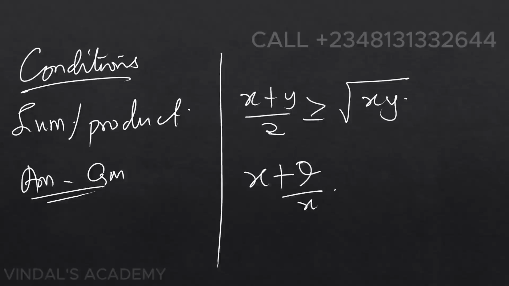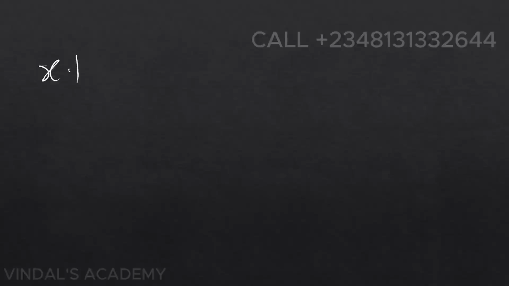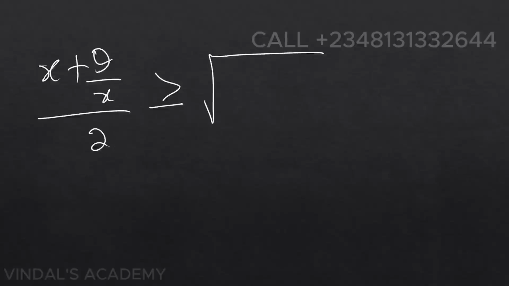So I'm going to apply the same rule. So I'm going to have x plus 9 all over x, divided by 2, is greater or equal to the square root of x multiplied by 9 all over x. I'm sure you're seeing what I'm going to be doing there. So let's simplify the product.